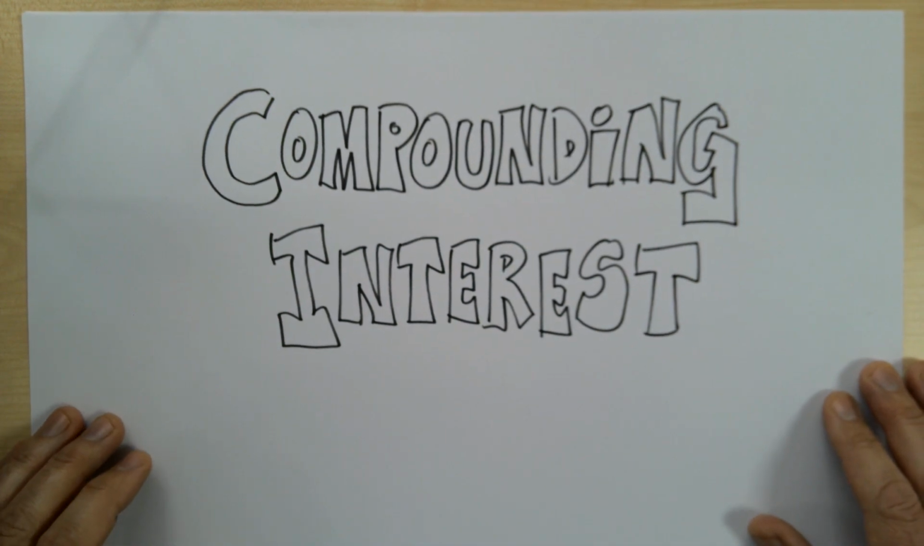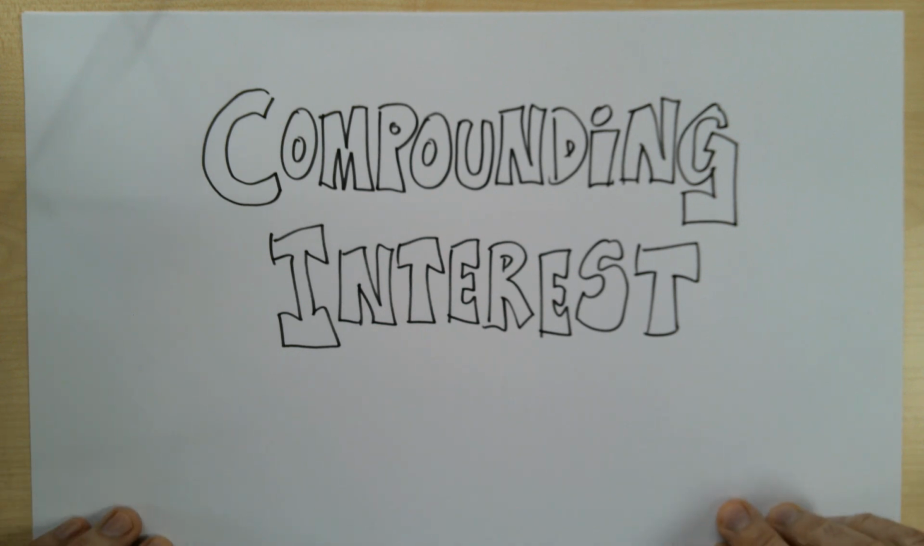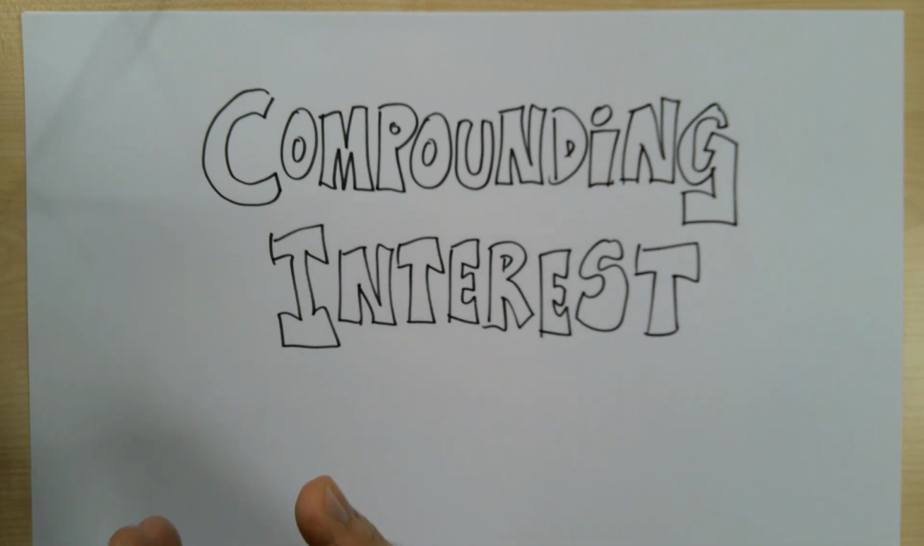Okay, compounding interest. So how does it work? What is it? Why is it? This works differently to simple interest in that it breaks the time up into set blocks and the interest compounds as you go.